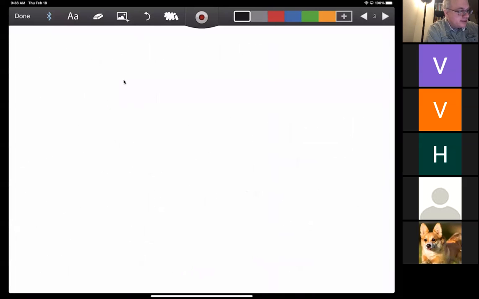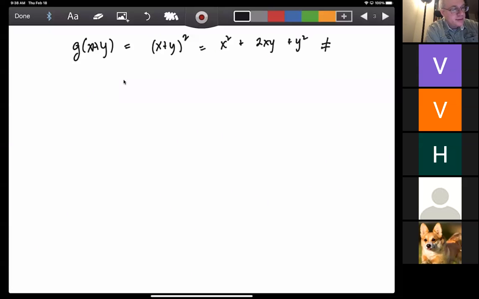So let's do that. Okay, so this is a function where neither of those defining properties for linearity is satisfied. You just need one of these to fail for the function not to be linear.